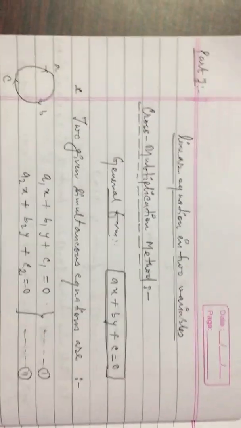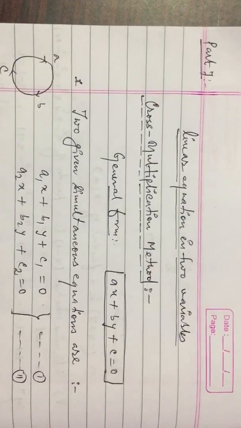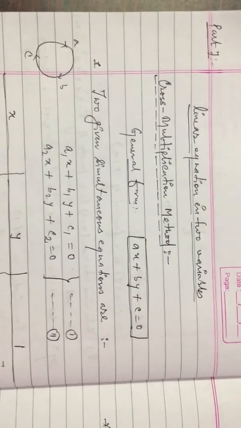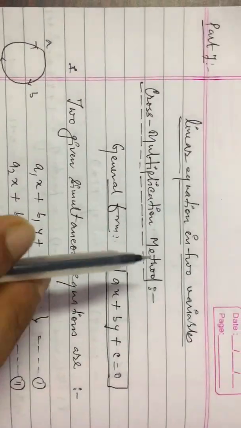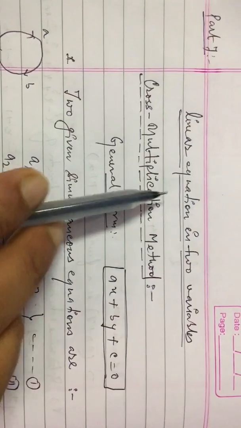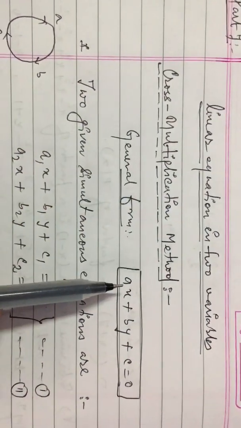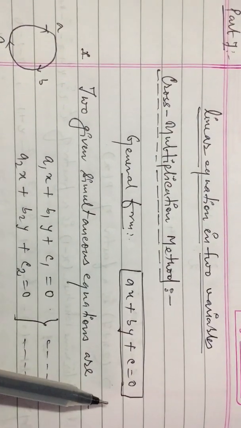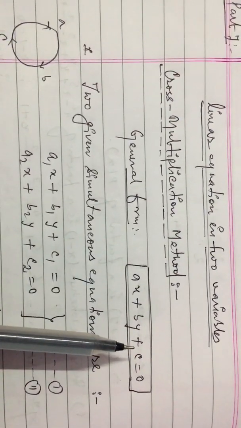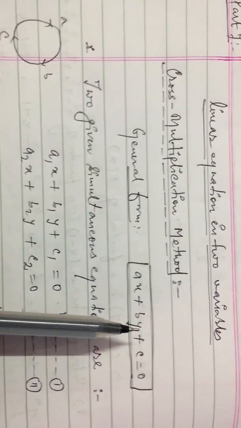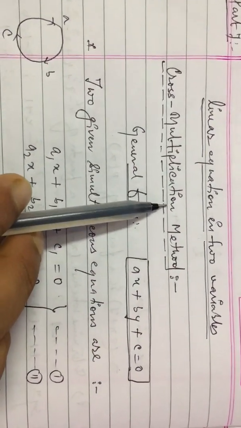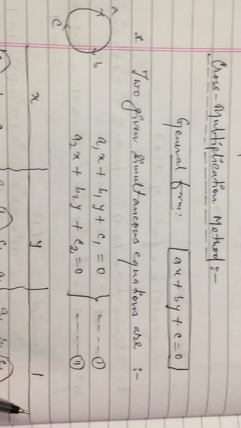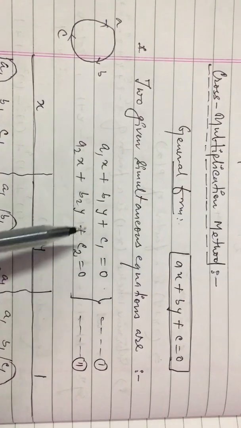In the cross multiplication method, when we are solving the problems, your equation should be written in this form. It means the generalized form of linear equation in two variables: ax plus by plus c is equal to 0. So this is the generalized form, and if you are solving simultaneous linear equations by the cross multiplication method, try to write the equation in this form first. Now suppose the two simultaneous equations are like that.